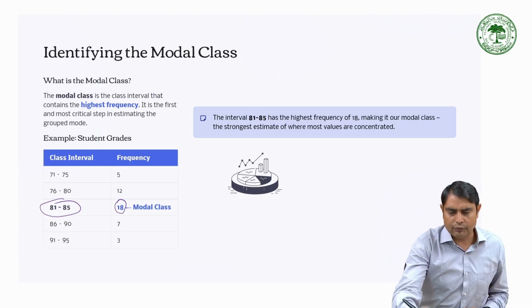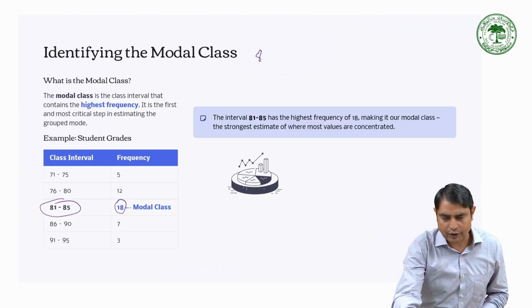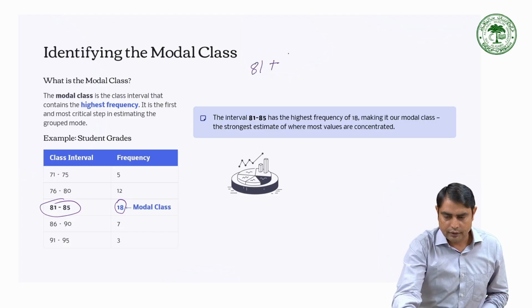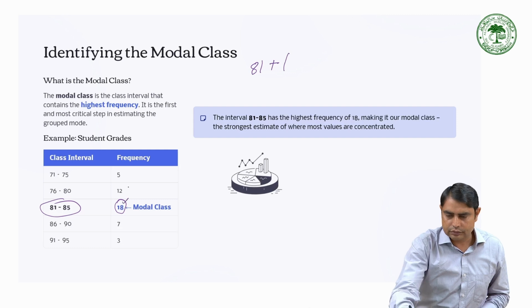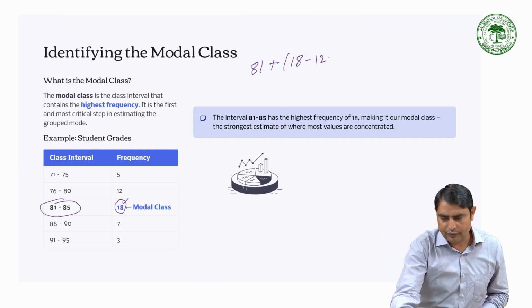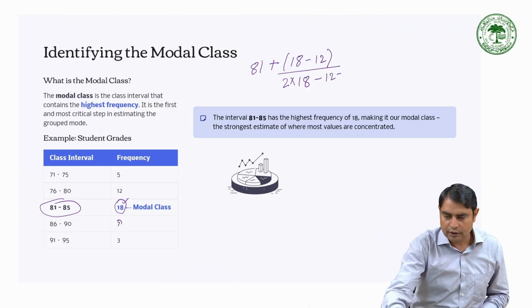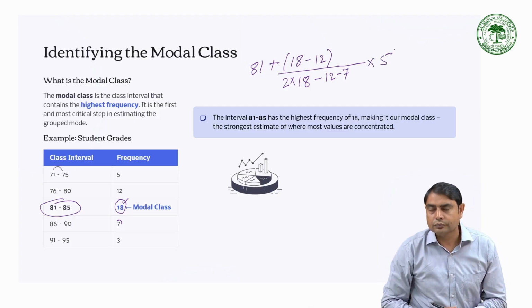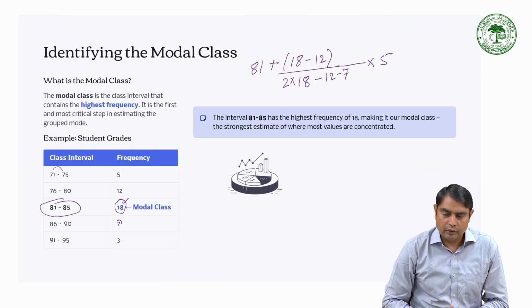And then I have to apply the formula. And what was the formula? L1, which is 81 in this case, plus (f1 minus f0) divided by (2 into f1 minus f0 minus f2) into i. Here f1 is 18, the frequency of the current class, f0 is 12, the frequency of the previous class, f2 is the frequency of the succeeding class, and i is the class width, which is 5. Then you can find the final value.